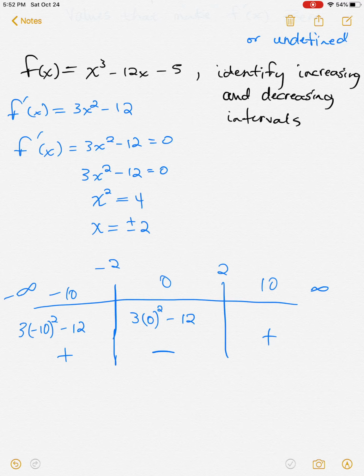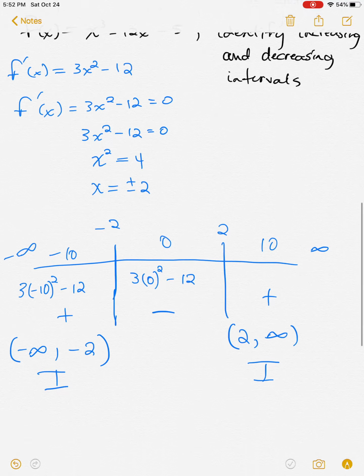So now I have my intervals of increase or decrease. My positive locations identify intervals of increase. So I'm increasing from negative infinity to negative 2, and again from 2 to positive infinity. So increasing.